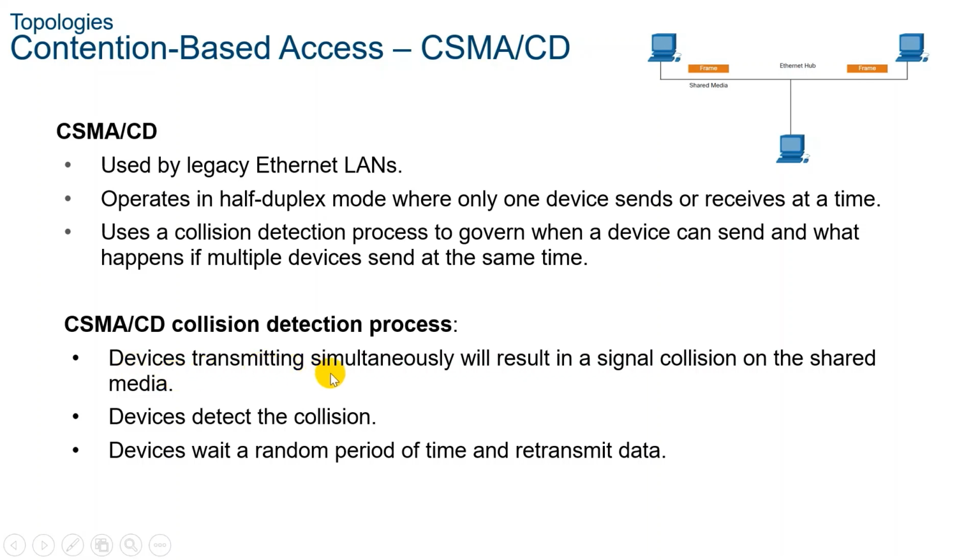So devices transmitting simultaneously will result in signal collision on the shared media. The devices detect the collision, since you have here the collision detection feature, and the devices wait a random period of time and retransmit the data. That's how it works on CSMA/CD, right? If that happens again, that all the workstations send data on the cable at the same time, then it has to go through this process, right? So the workstations are persistent in sending data.